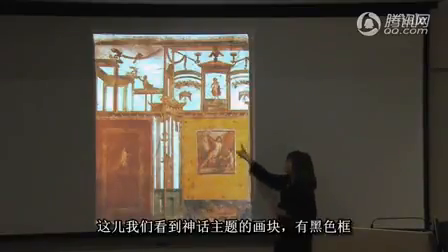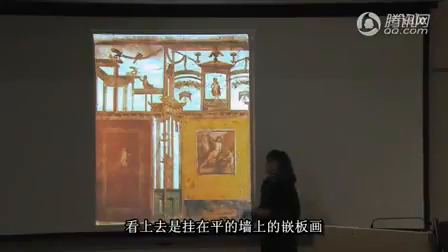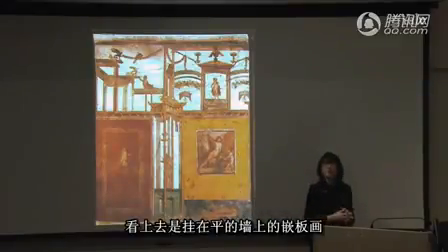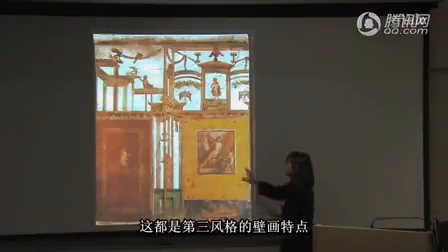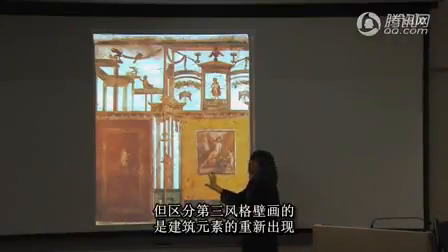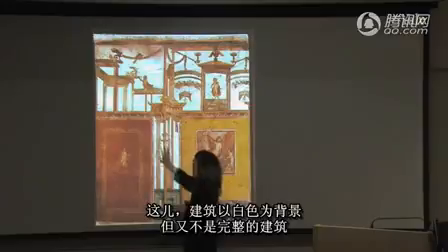We see over here a mythological panel with a black frame around it that is meant to look like a panel picture hanging on a flat wall. All of that is exactly what we saw in the third style. But again, what separates this from a third style painting is this reintroduction of architecture over here.